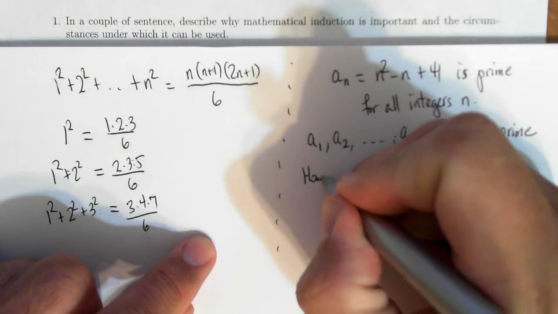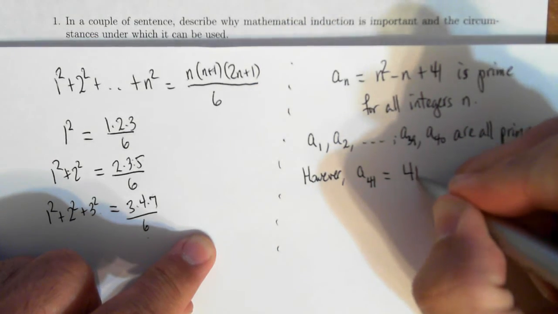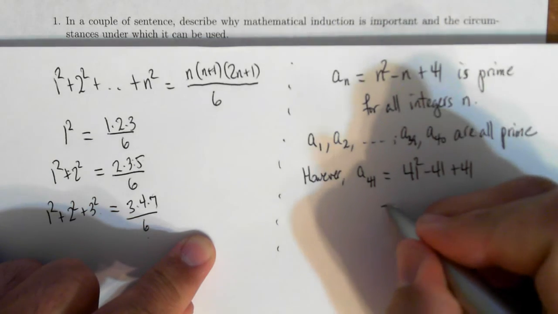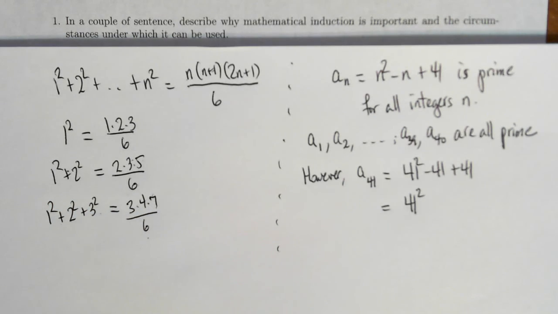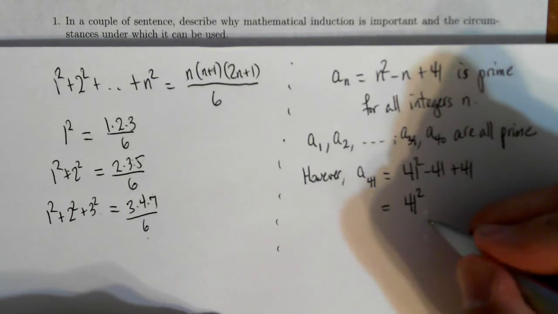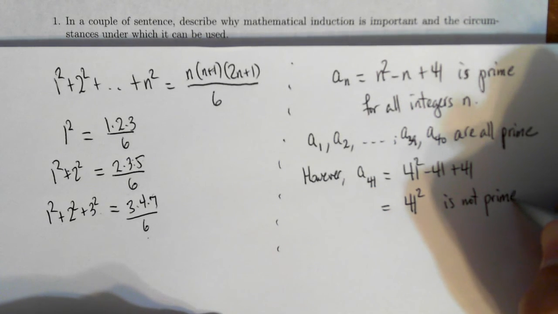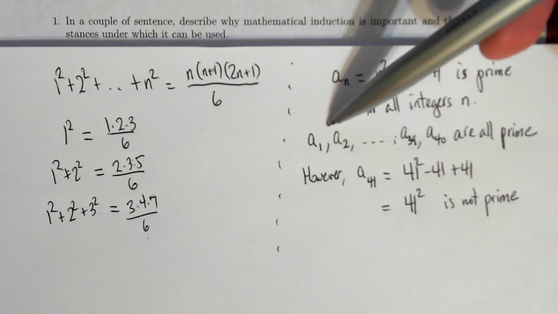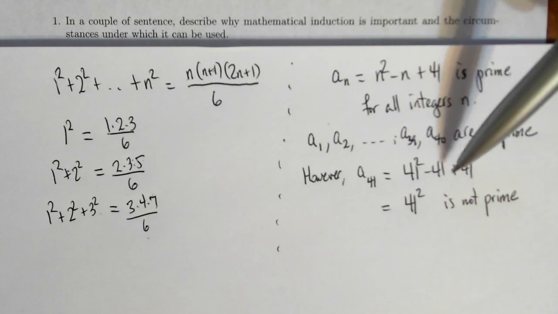However, if I plug in 41, that's going to be 41 squared minus 41 plus 41, and that's 41 squared, which is clearly not prime because that's 41 times 41. So all this is to say that just checking the first few numbers is not a proof. Here I'm checking the first 40 examples, and this works for the first 40, but for the 41st it fails.